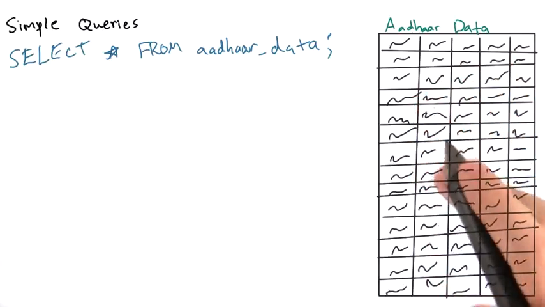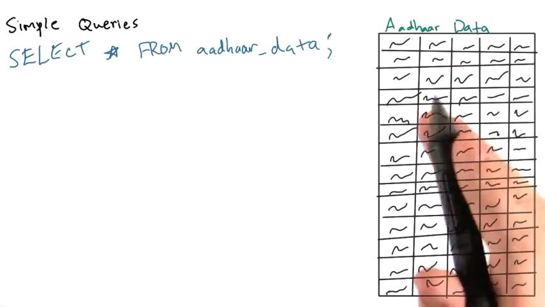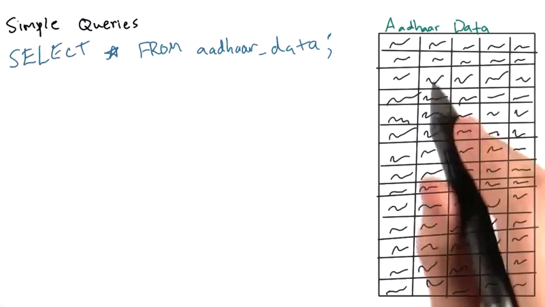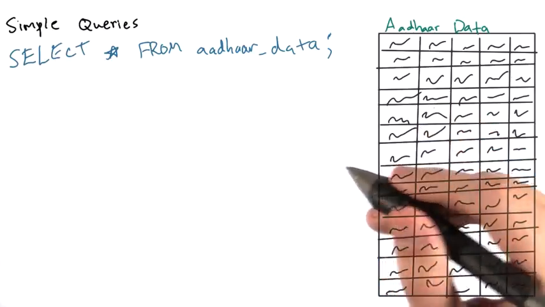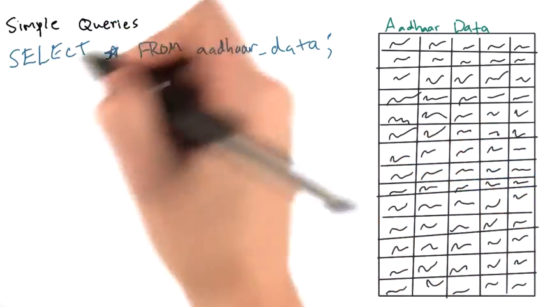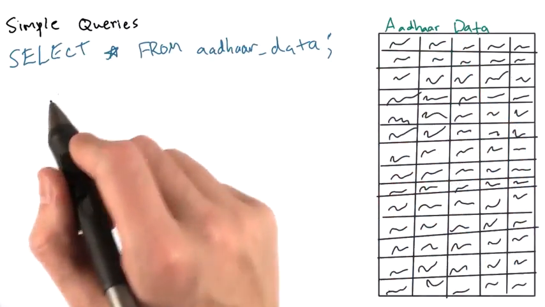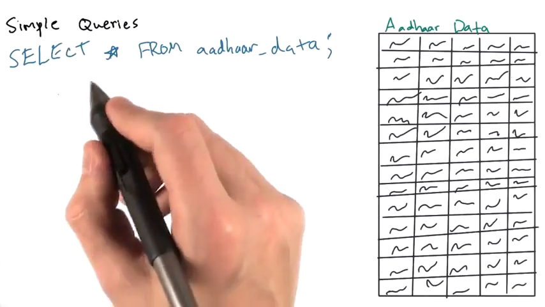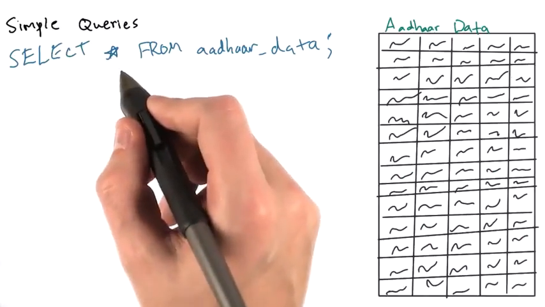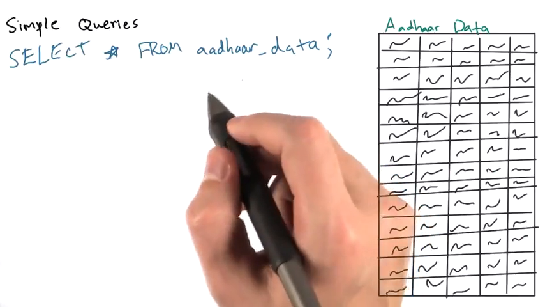Well, the most simple thing that we might want to do is simply to select all of the data, that is, all rows and columns. If we wanted to do that, we could type something like select star from Aadhaar data. Note that the SQL syntax is pretty human readable. We're just saying we want to select star, or everything, from the Aadhaar data table.